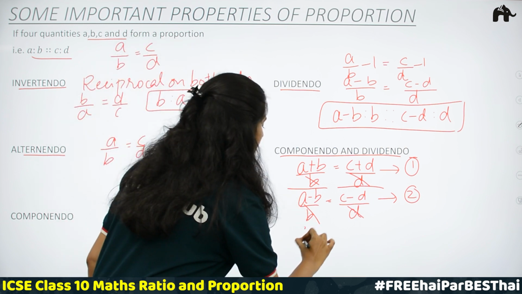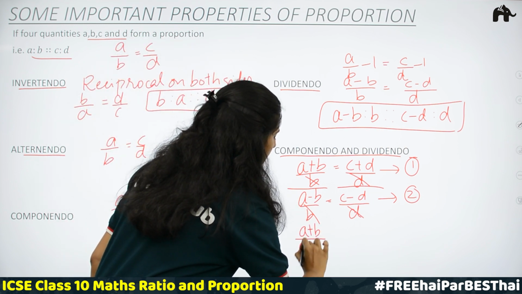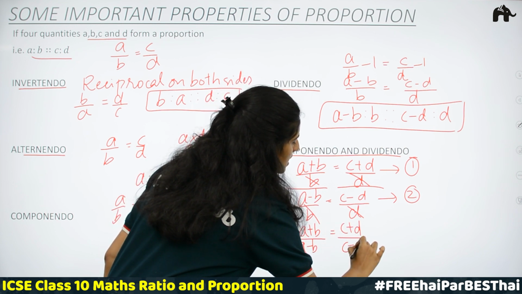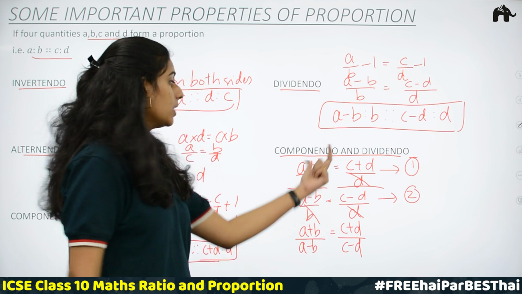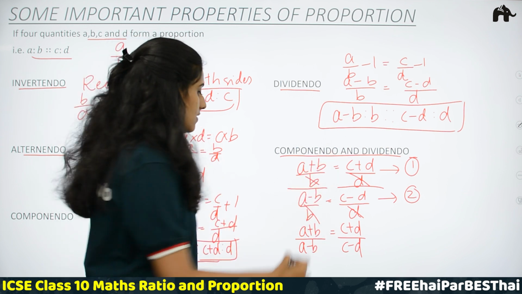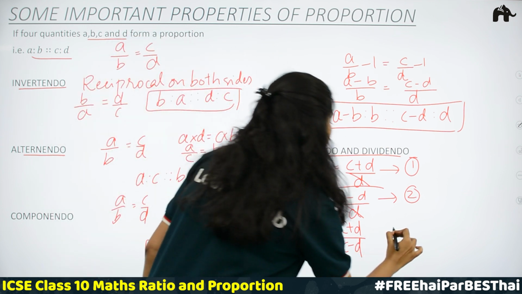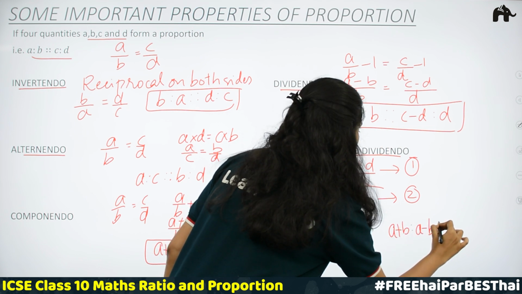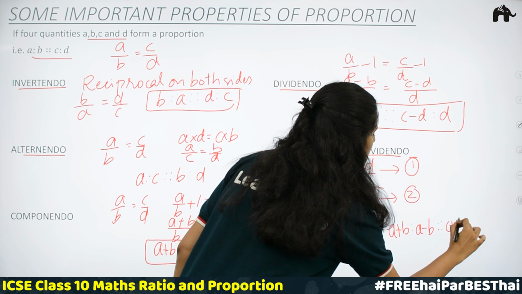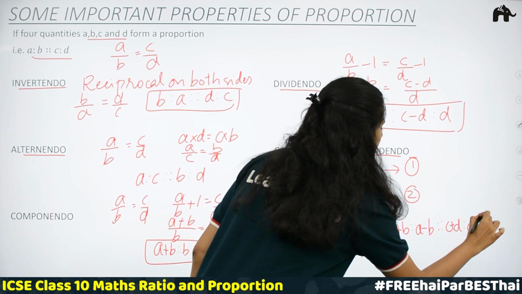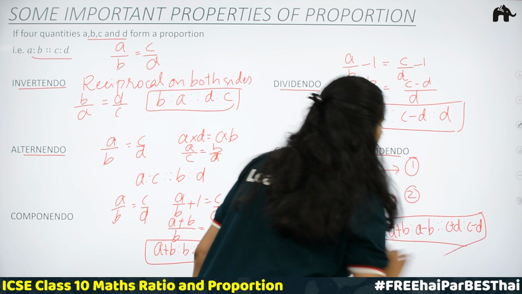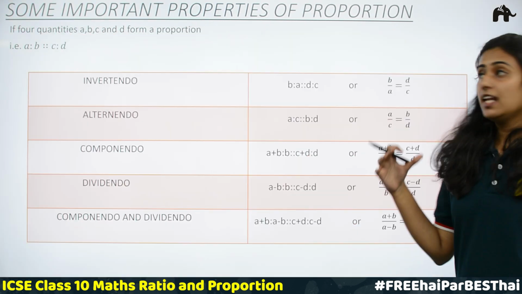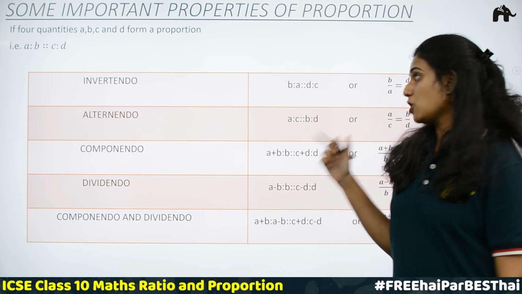We will be getting (A plus B) divided by (A minus B) is equal to (C plus D) divided by (C minus D). This is what the componendo and dividendo property gives. This can be expressed as A plus B is to A minus B as C plus D is to C minus D. This is what the componendo and dividendo property gives us. Okay, clear? Let us summarize these 5 important properties.